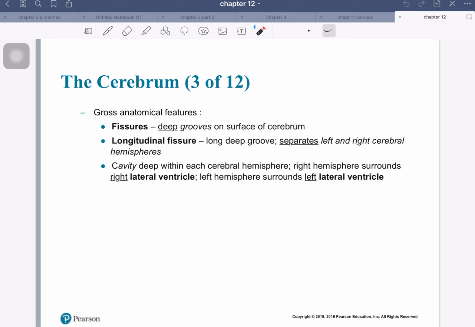Now, there are some other anatomical terms that we should look at. Fissures are deep grooves on the surface of the cerebrum, and there are some that have specific names, like the longitudinal fissure. This separates the left and right cerebral hemispheres. We also have cavities deep within each cerebral hemisphere, such as the right hemisphere surrounding the right lateral ventricle, and the left hemisphere surrounding the left lateral ventricle.